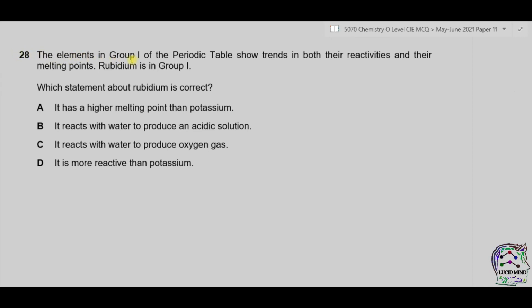Question 28. The elements in group 1 of the periodic table show a trend in both their reactivities and their melting points. Rubidium is in group 1 of the periodic table. Which statement about rubidium is correct? Part A, it has a higher melting point than potassium. In group 1 we have sodium, then potassium, then rubidium. Moving down in group 1, the metallic bond strength decreases, so the melting point also decreases. So the melting point of rubidium should be less than that of potassium.